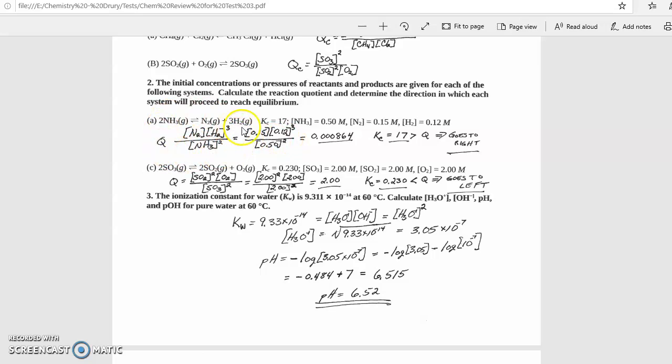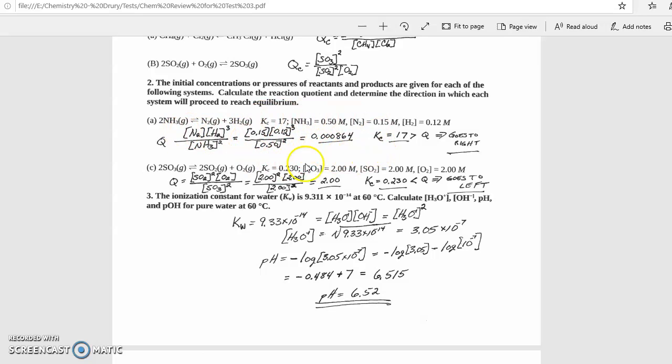First you set up this equation. So with this one, it's going to be the N2 concentration raised to the first power, this raised to the third power, and this right here in the denominator raised to the second power. You can see that the N2, the nitrogen, is 0.15. This is 0.12, raised to the third power. And this is 0.50, squared, raised to the second power, right?